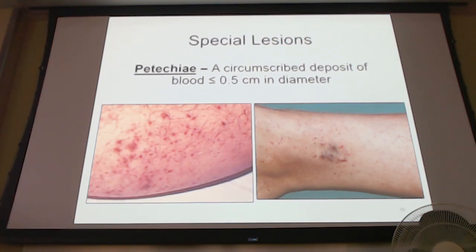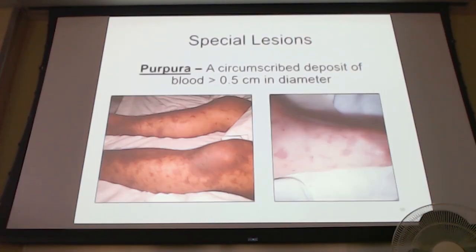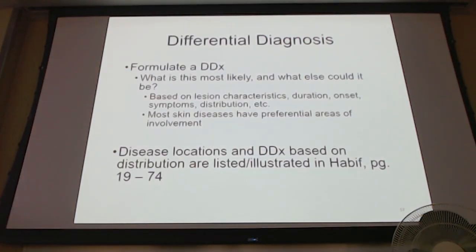Petechia, that's less than what we're going to talk about next, because this one is less than or equal to 0.5 centimeters. Whereas purpura is greater than 0.5 centimeters. So, you know, one is less than, one is over. So y'all will know those things. Okay.